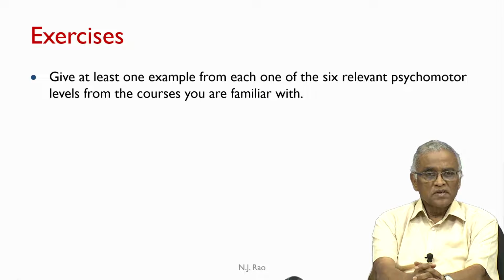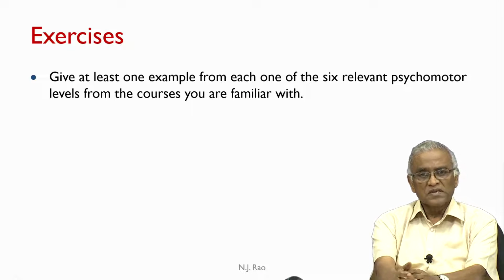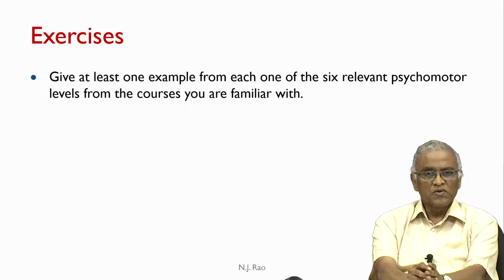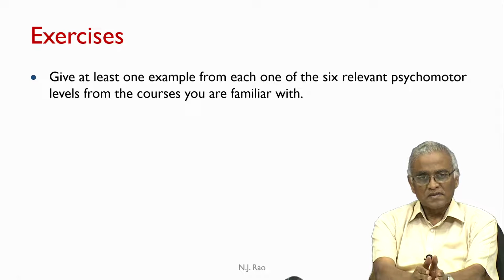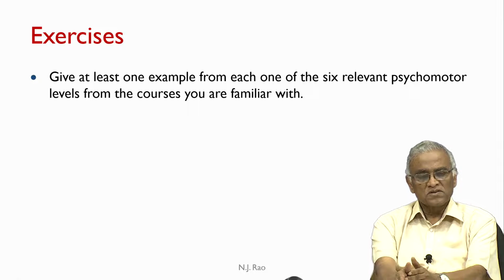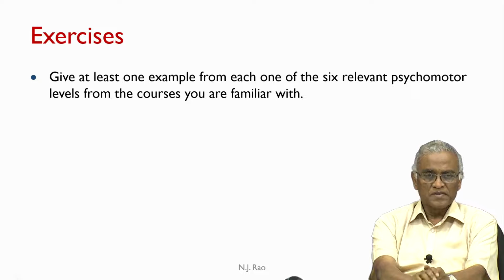We request you to give at least one example from each one of the 6 relevant psychomotor levels from the courses you are familiar with. Yes, we understand if you are taking a mathematics course or a physics course, it may be difficult to identify what you call psychomotor levels, but with some effort you may be able to find 1 or 2 relevant psychomotor levels for that. But in humanities, social sciences and arts courses, one should be able to find plenty of examples of multiple psychomotor levels.